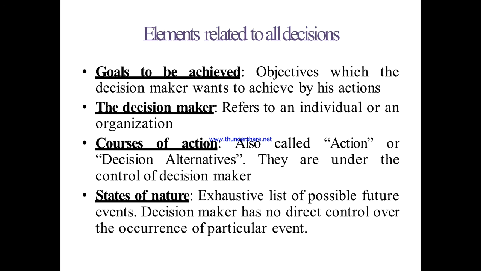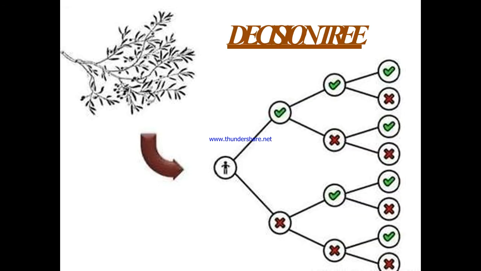States of nature, that means an exhaustive list of possible future events. The decision maker has no direct control over the occurrence of particular events.